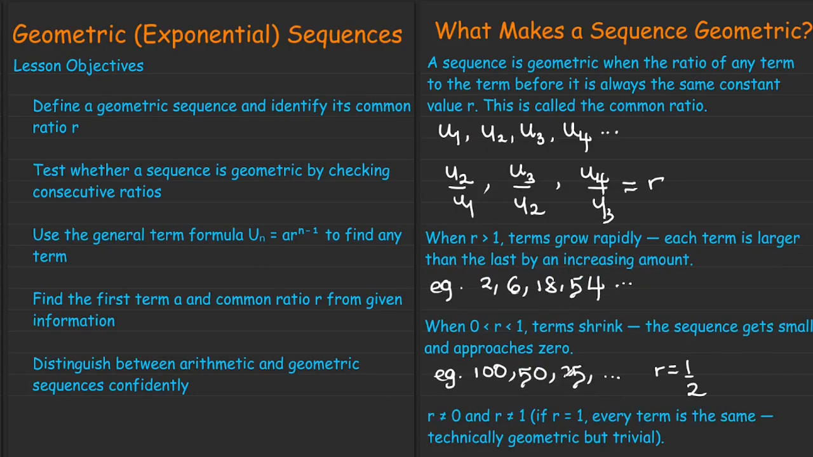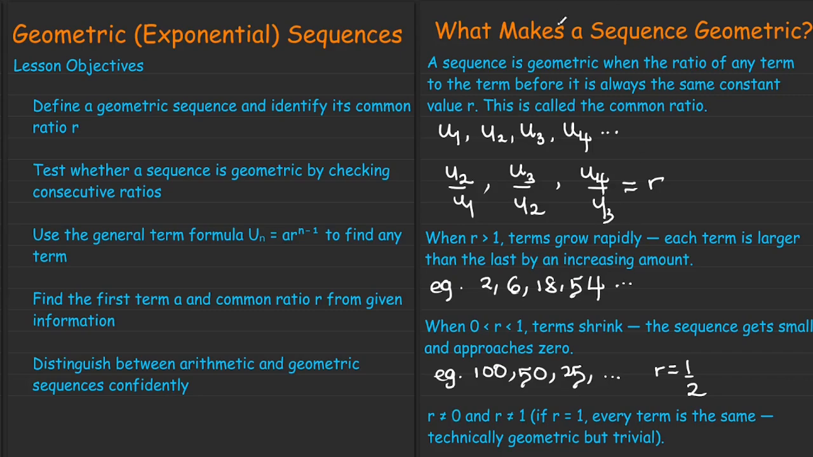The last thing worth noting here is that the common ratio R can never be equal to 0, and it can also not be equal to 1. If it is 1, it simply means every term is the same. It is technically geometric, but it's actually trivial. So we don't let R be 0, neither is it 1.